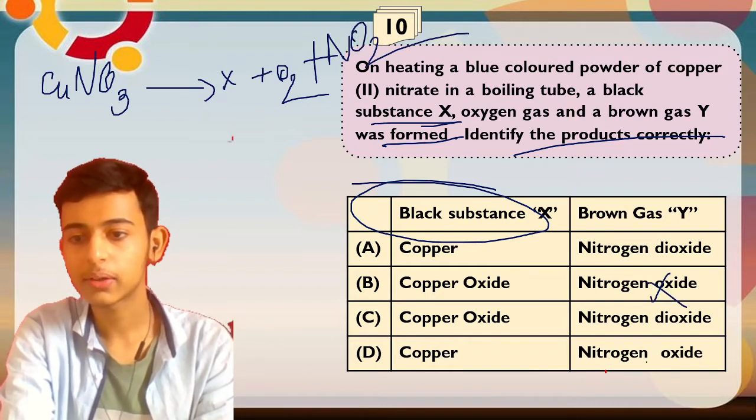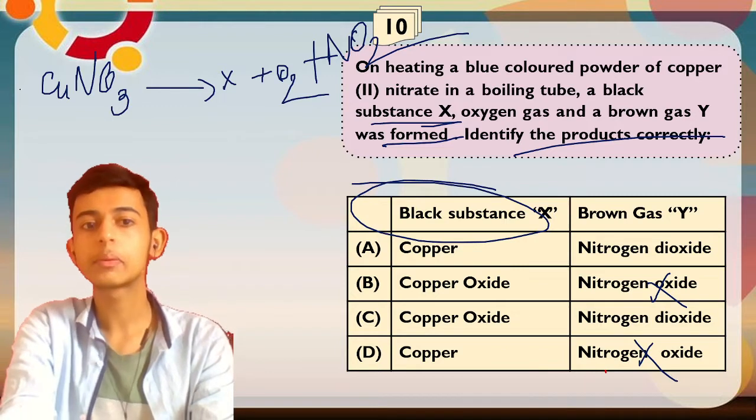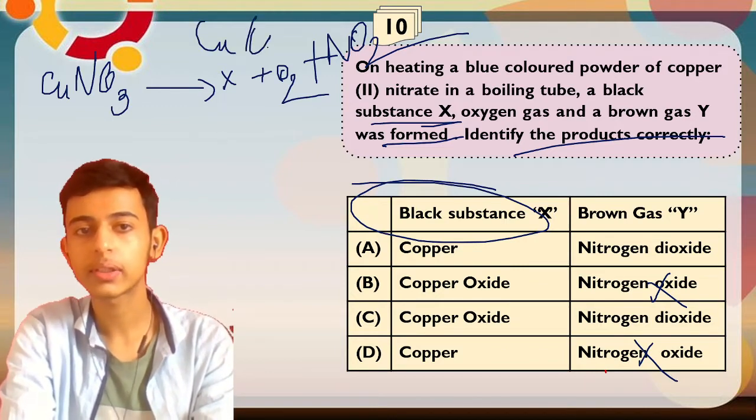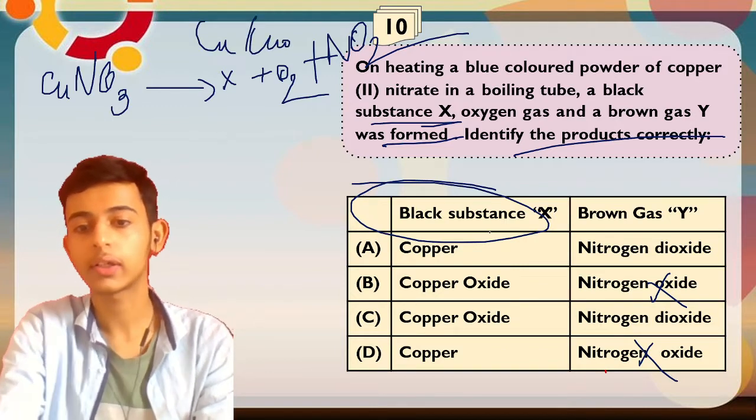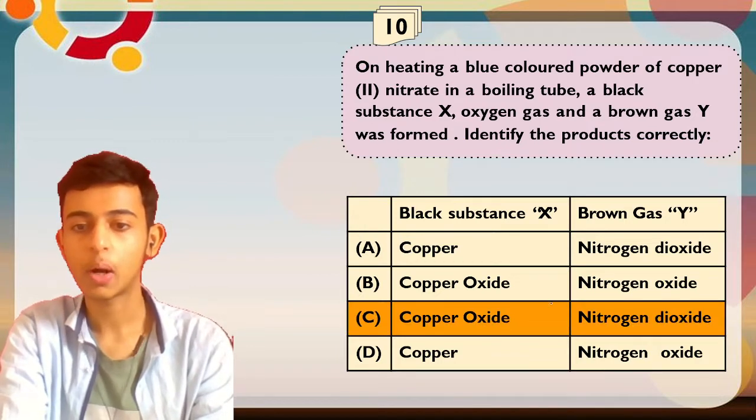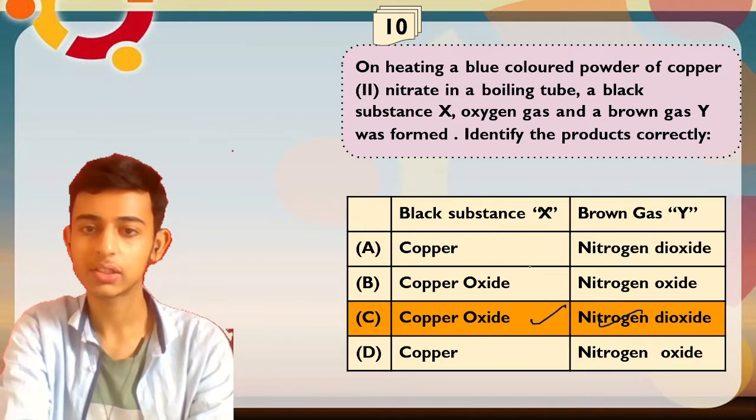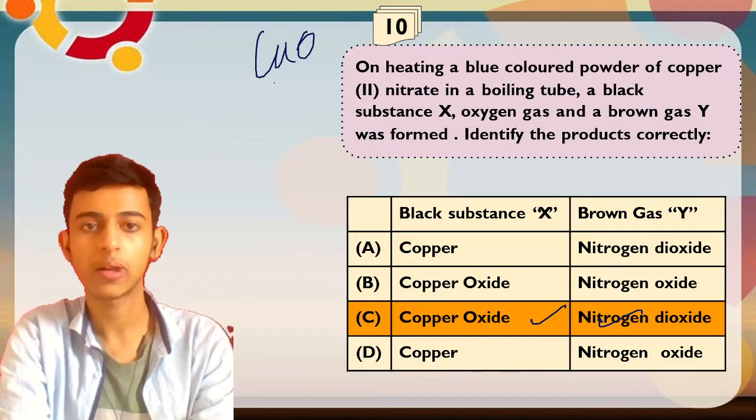So oxide gets cancelled or not? And this will be copper or copper oxide? Copper oxide. So the answer is C. Copper oxide and nitrogen dioxide, not copper, remember, copper oxide.